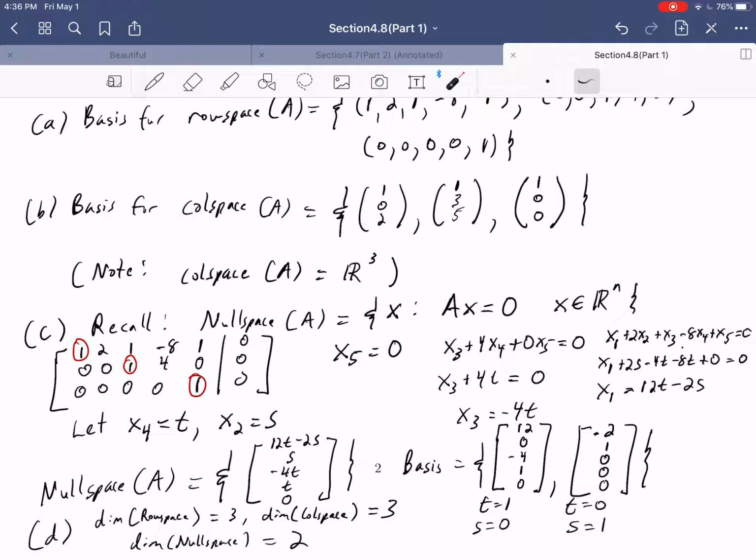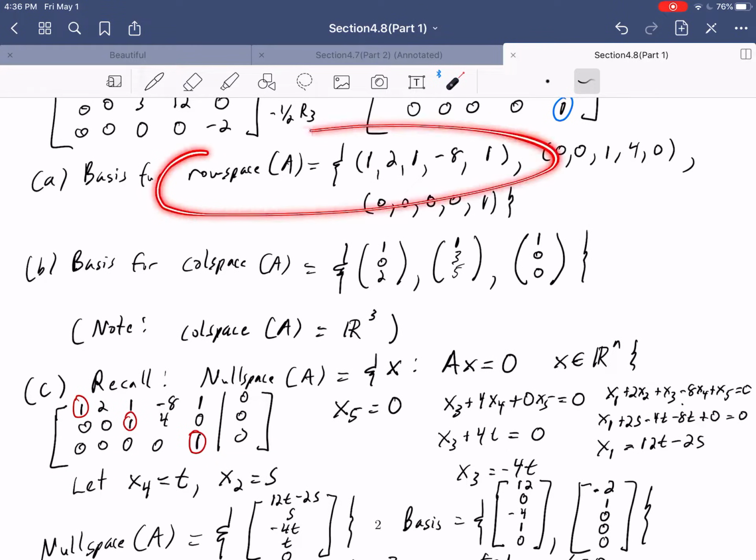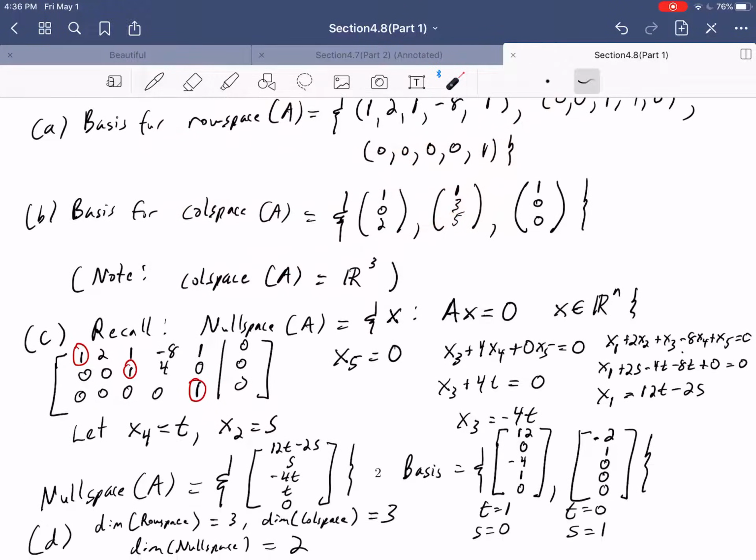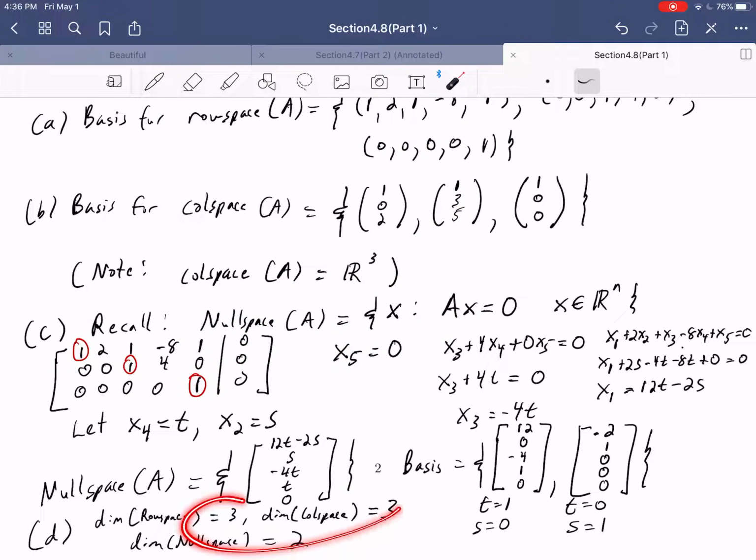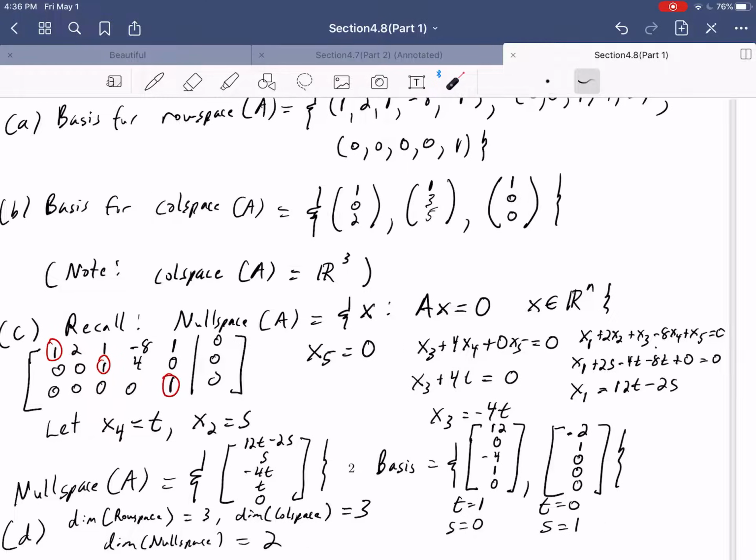Okay, so there we go. We found a basis for the row space, a basis for the column space, a basis for the null space, and discussed their dimensions. Remember, the dimension of row space and column space will always be equivalent, and the dimension of the null space, as we'll investigate in the next section, has a direct relationship with those as well. All right, let's take a look at one more example of this.